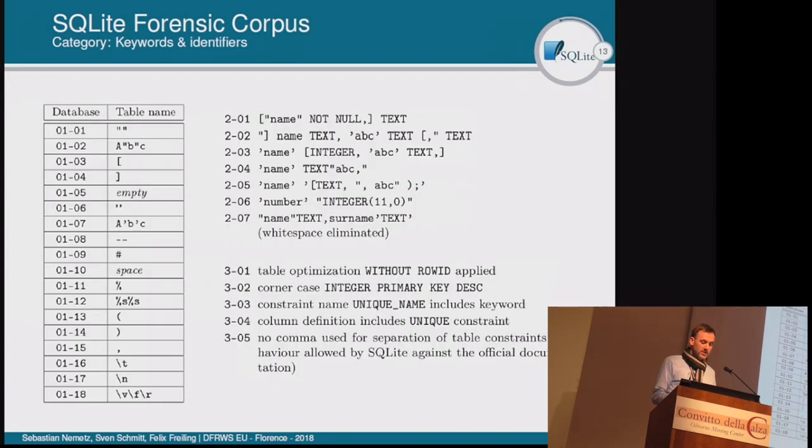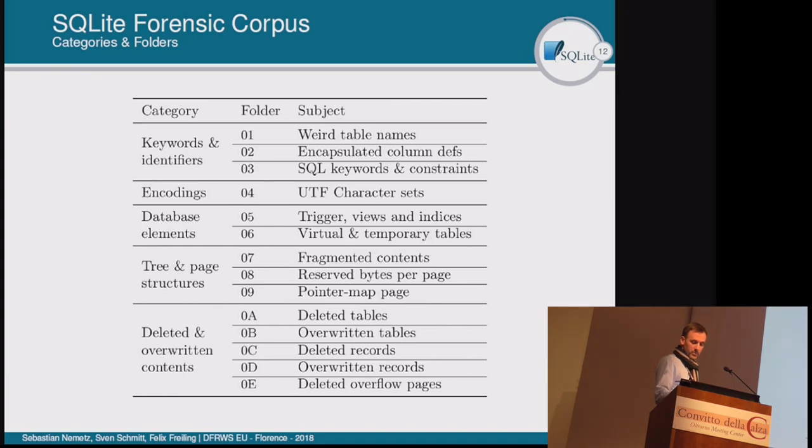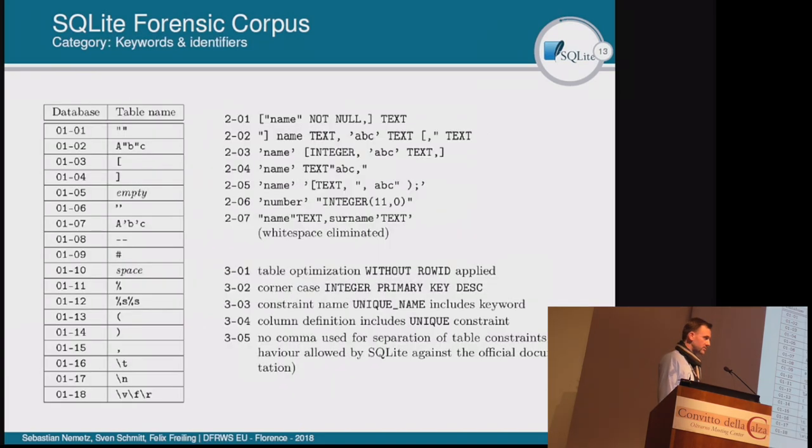So how does it look like? This is an example of the first category, where we played around with weird table names, encapsulated column definitions, keywords and constraints. It's just to give you an example. If you're interested in what we did in detail, then please read the paper. We describe all the folders and categories in detail there. But it's just to give you an idea what we did.